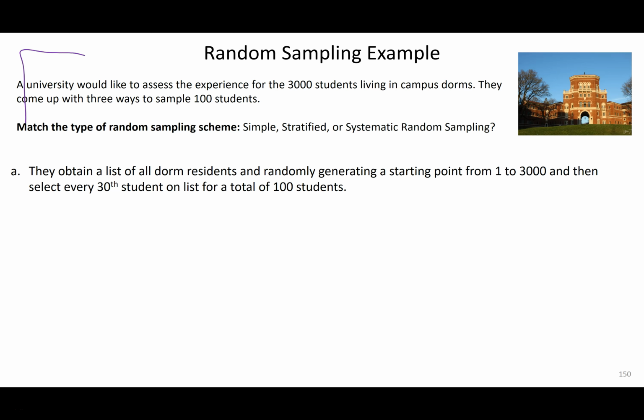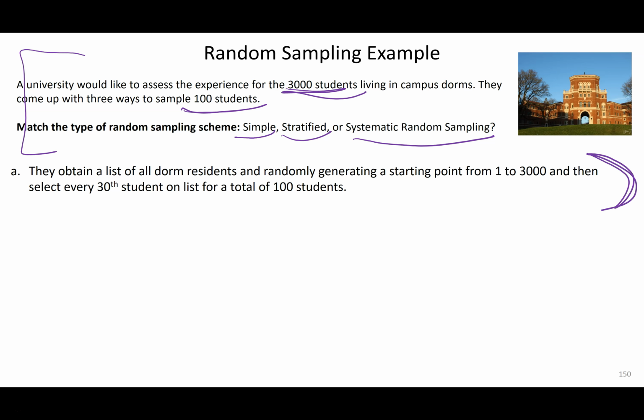So the example here, we have a university. They really, really want to see how is the on-campus living experience? What can we do to make it better? So they have 3,000 students living on campus, and we want to figure out a way to sample 100 students. So we're going to have simple random sampling, stratified, and systematic. I strongly recommend giving a pause after I read through each one. Let yourself try it before I give you solutions.